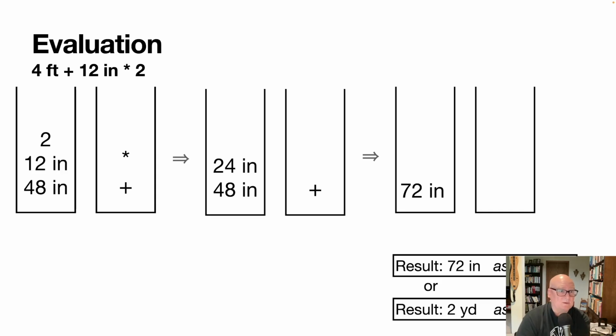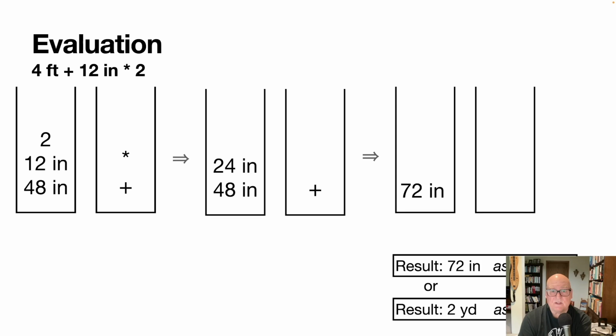So on the left one, we start with 2. The stack is 48 inches on the bottom, then 12 inches, then 2, and the operators are times and plus. To evaluate it, you pop an operator, pop as many operands as it takes, which is 2 for binary operators, apply it, and push the result back on the stack. So we'll pop star: 2 times 12 inches is 24 inches. We'll push 24 inches on the stack and leave star popped off.